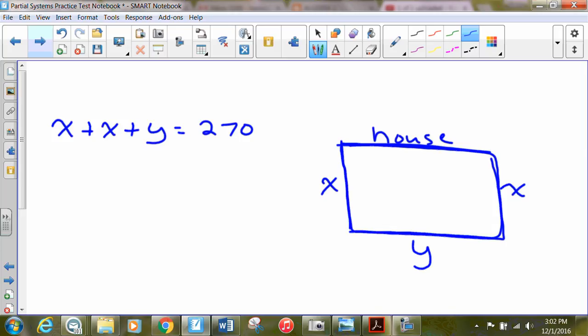So there you go. We've got our first equation. We will want to simplify it. Instead of x plus x, we can rewrite that as 2x plus y equals 270.